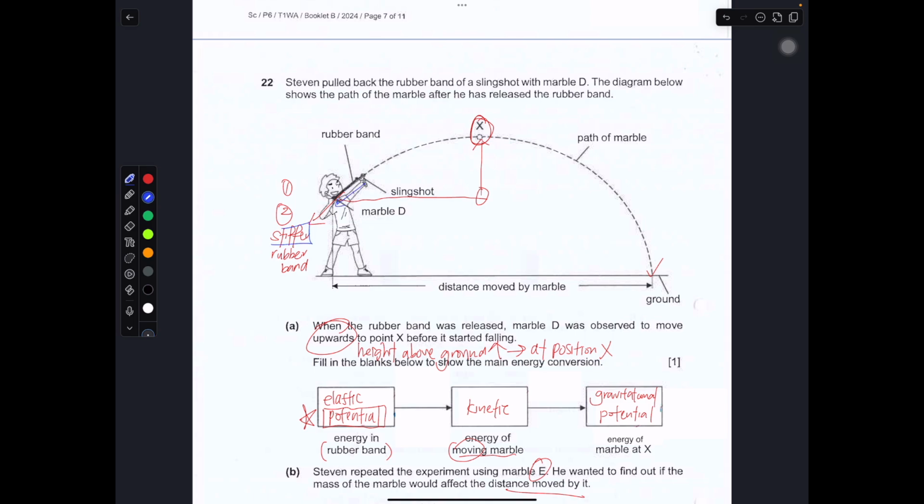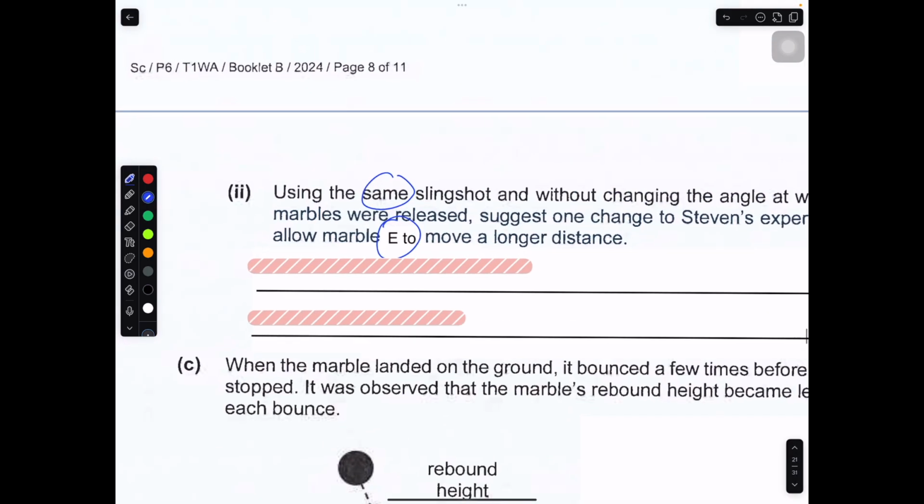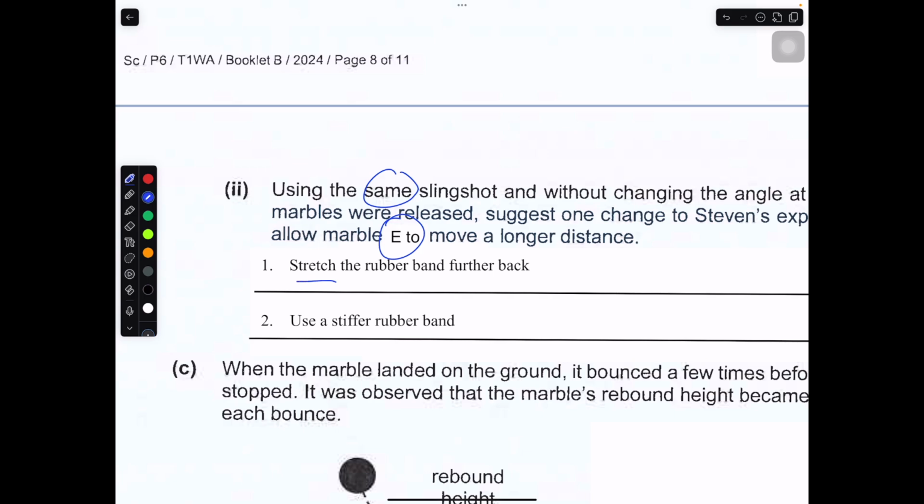Because a stiffer rubber band will be harder to pull. So if you manage to pull it to the same distance, then you probably need to put in more energy, and the stiffer rubber band will have more elastic potential energy to begin with if you pull it to the same distance. Pull to same distance. So this will be the answer. Either you stretch the rubber band further back, or use a stiffer rubber band.